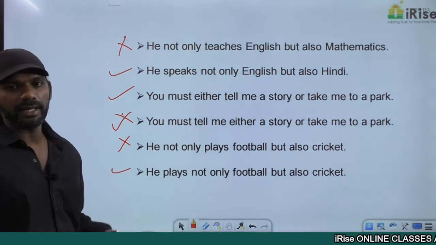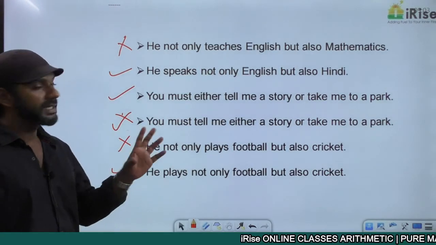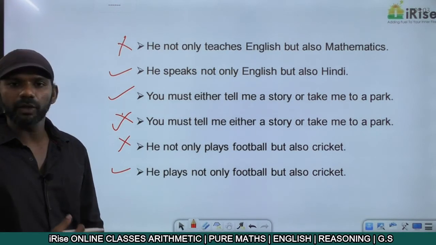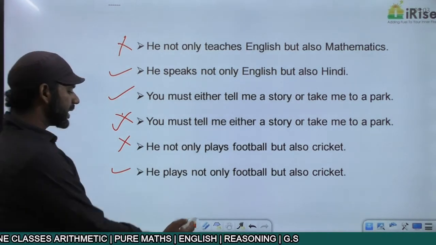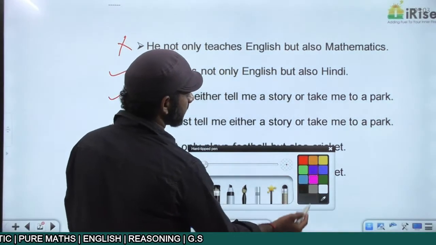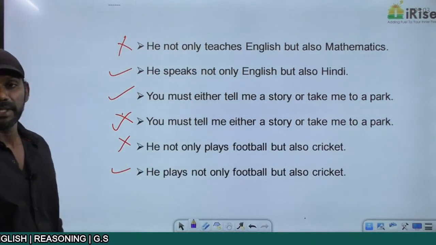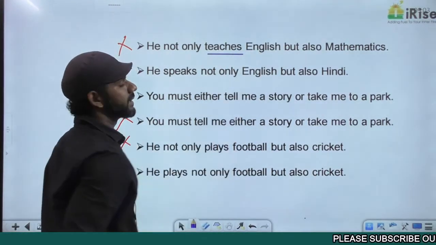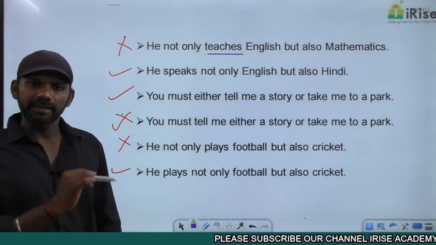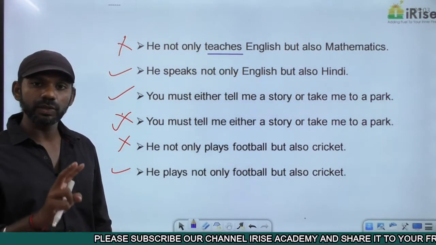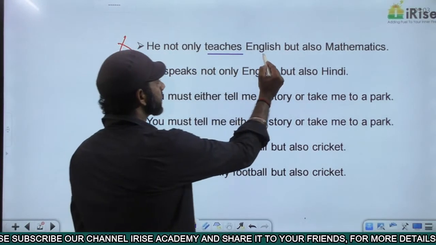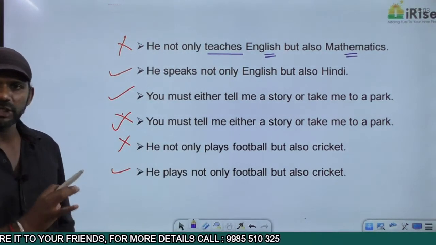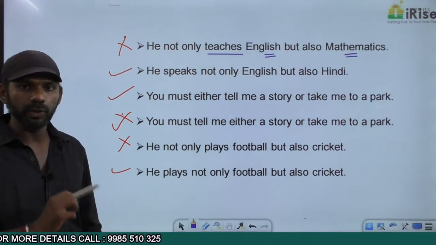Come to the first one. I said grammatically wrong. Understand the meaning of it. He not only teaches English but also mathematics. How many actions are there in this statement? There's only one action in this sentence, that is teaches. And this action is related to two entities, one is English and the other one is mathematics. So there's only one action in this sentence related to two entities.